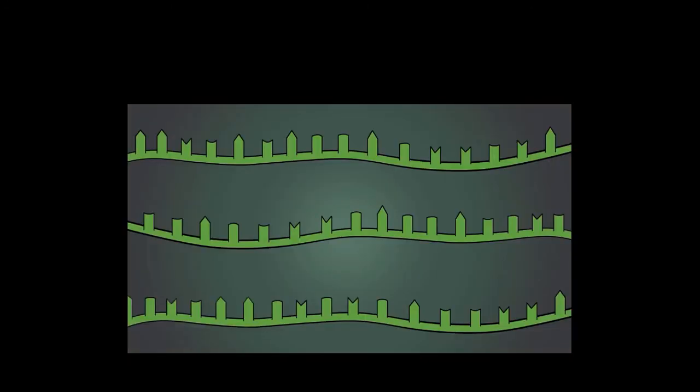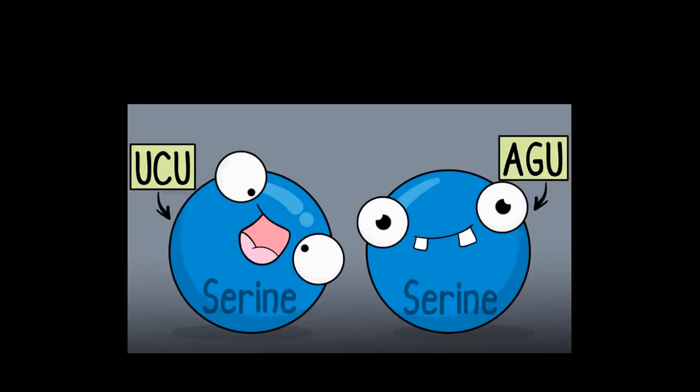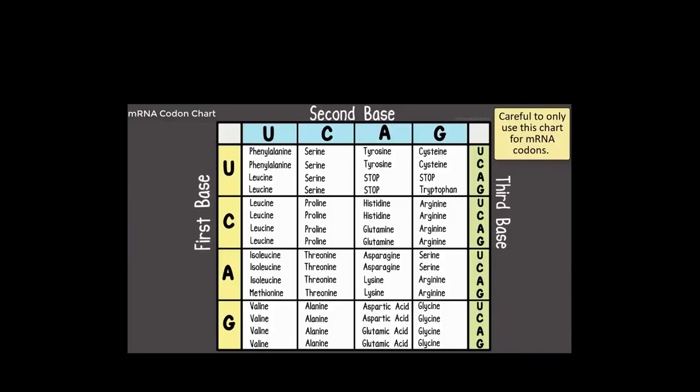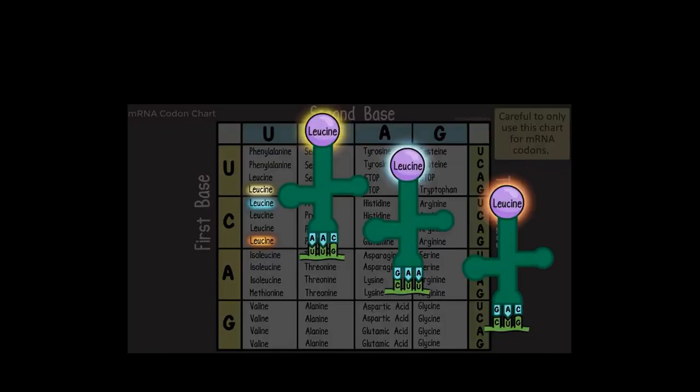AUG is also considered a start codon, as methionine is typically going to be your first amino acid in proteins. There are many types of amino acids in the codon chart, but there are even more possible codon combinations. That means there can be more than one codon that code for the same amino acid. For example, according to the mRNA codon chart, all of these mRNA codons here code for the same amino acid, leucine. That means their complementary tRNAs all carry the same amino acid, leucine.